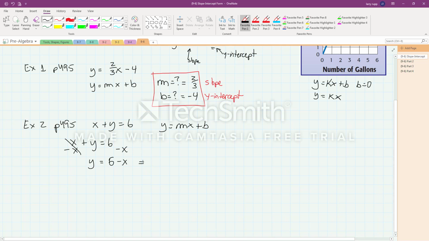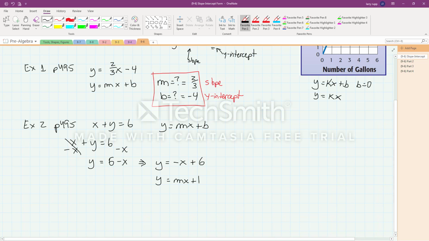Now, the form that we want this in is mx plus b. So you just have to look at this. Y is equal to, well, here's the x. It's a negative x. And then b, is there a sign out in front of the 6? No. That means it's positive. Plus 6.